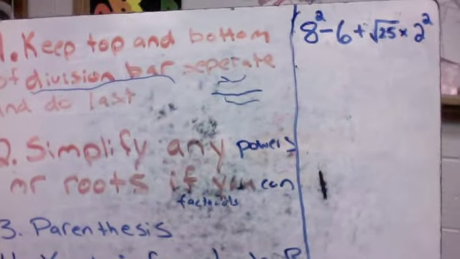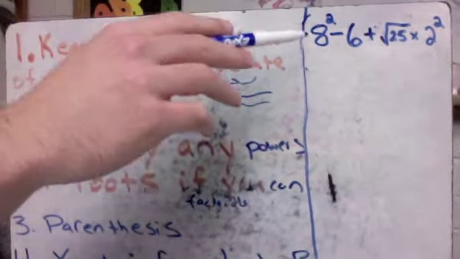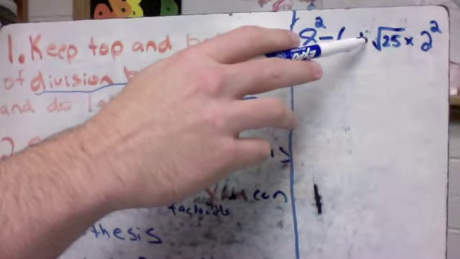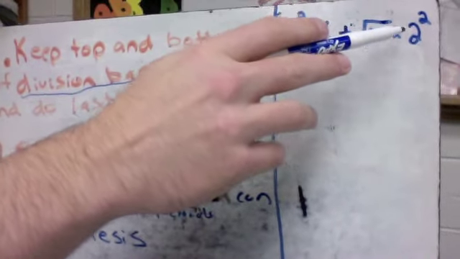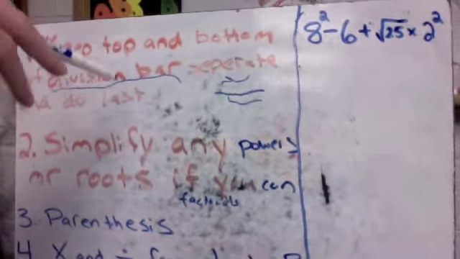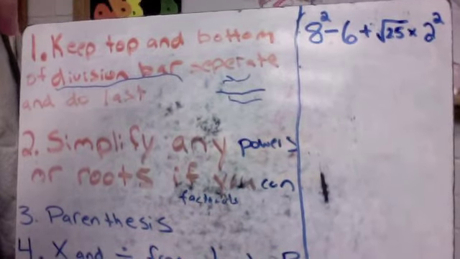All right, for the next one, we have a problem right here. We've got 8 to the second power minus 6 plus square root of 25 times 2 to the second power. So let's start at the top here. Division bar. We don't have one.